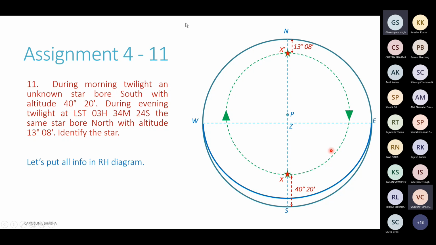We can also show the equinoctial in this diagram. Equinoctial is 90° away from the pole. So you go 90° away from the pole, and this point is the Q point from where the equinoctial is passing. And equinoctial always passes from the west and east points. So this blue color line which you see in the diagram now represents the equinoctial WQE.